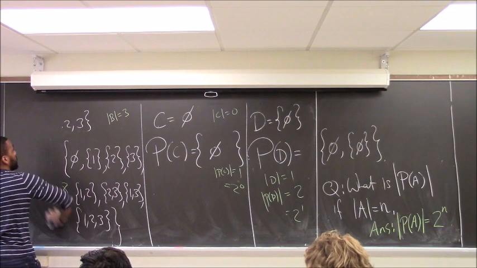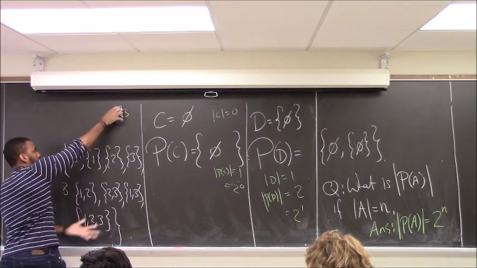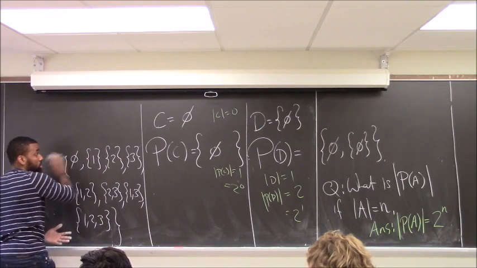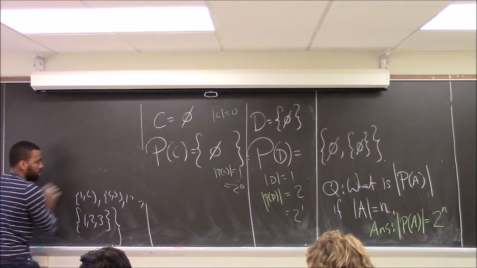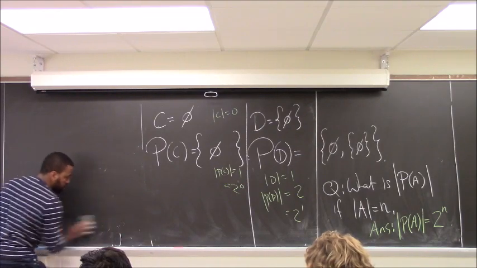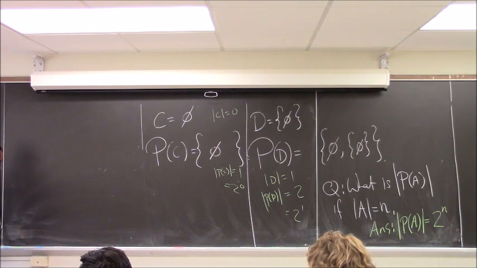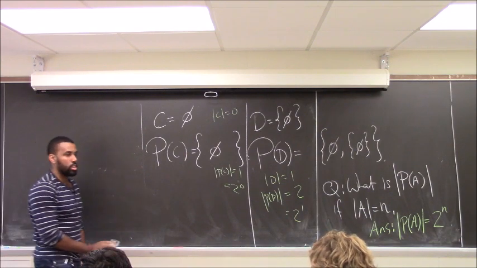Power sets are important. And this idea, like a set containing sets, is also pretty important for probability. Because in probability, a lot of things hinge on something called the sample space. And the sample space is in fact a set of sets.